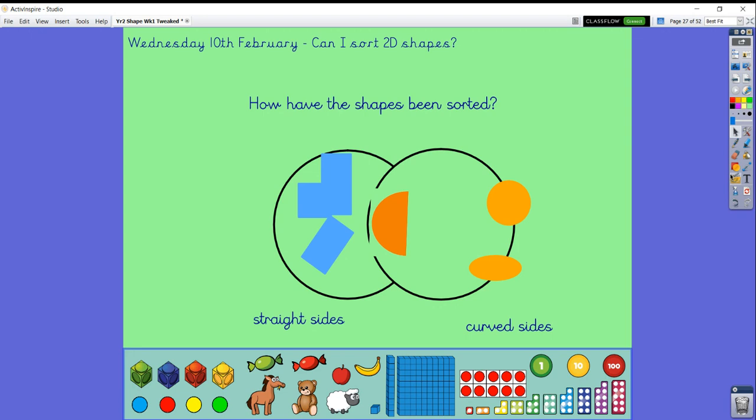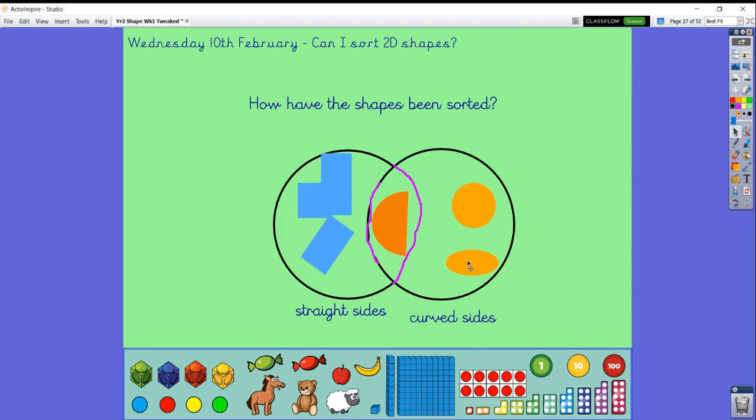So I'm going to just see if I can link up my circle a minute. Here we go. I've linked up my circle. So this shape here, the semicircle, it has got a straight side and it has got a curved side. So I could have put it in both groups. So I've overlapped my circles to say it could go in both groups.